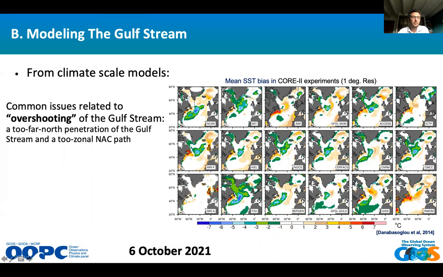This is very common in models, as you can see on all these panels showing mean SST bias in 1 degree experiments. As it separates too far north, it induces a strong positive SST anomaly north, and negative south. This also has implications for the North Atlantic current downstream. And so these strong temperature anomalies generate systematic air-sea flux biases with implications for the atmosphere, weather, and precipitation over Europe, so many problems in climate models.